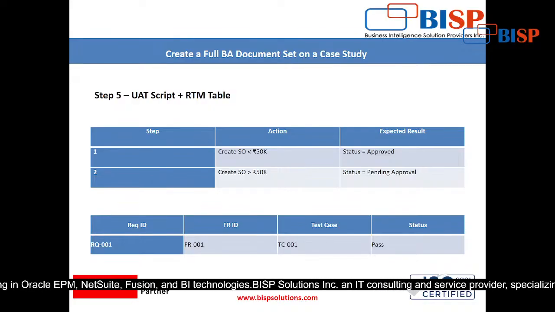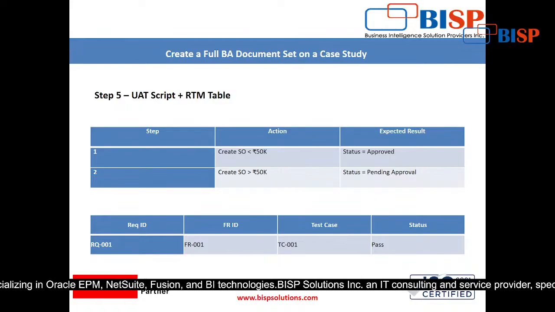Now in this UAT script, what you will see is: create SO less than 50,000. Now see, this is a unit test case, right? So this is a unit test case that says, okay, first create a sales order less than 50,000, and then the status should be approved. It should auto approve. This is the expected result.